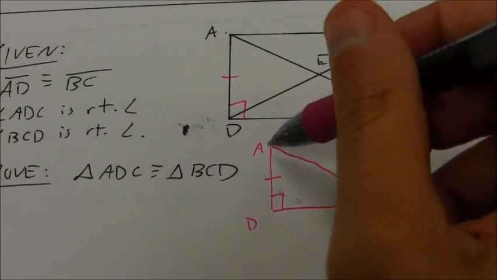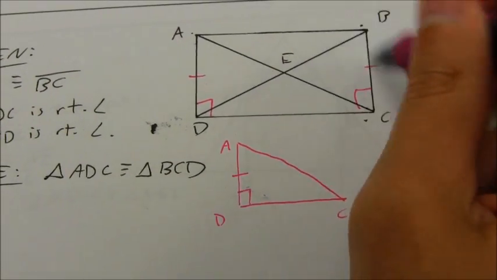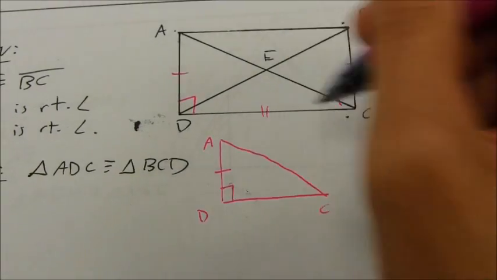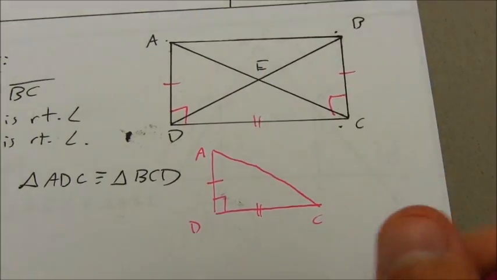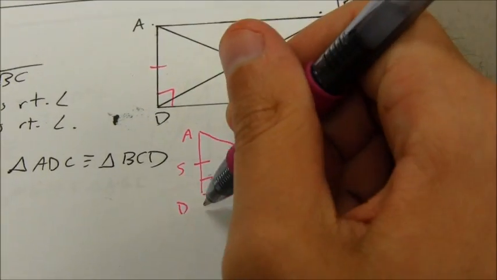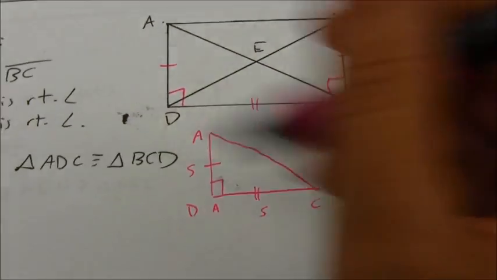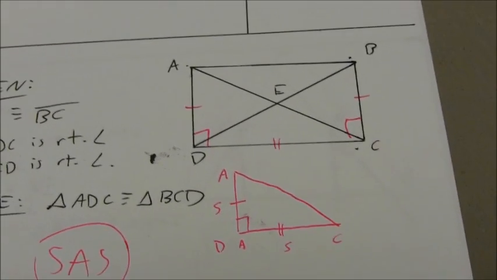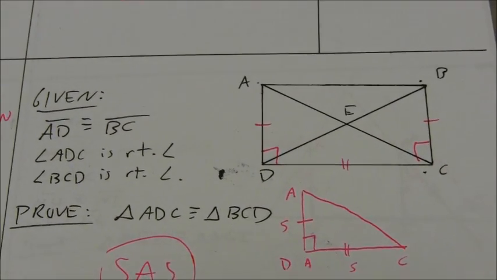And notice what I have. I have a shared side, shared by those two overlapping triangles, side CD. That is going to be the same for both. And when I add that to my picture, now you can see it's a side, it's an angle, and a side congruence. That is an SAS congruence. And at that point, I am done.